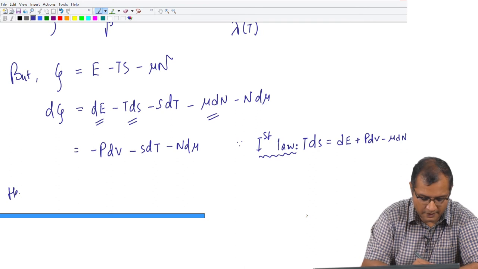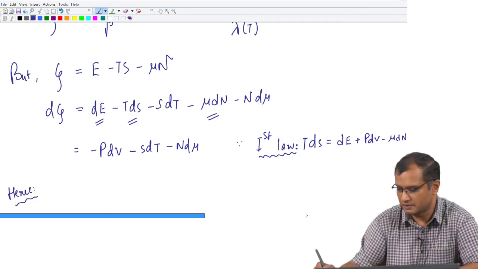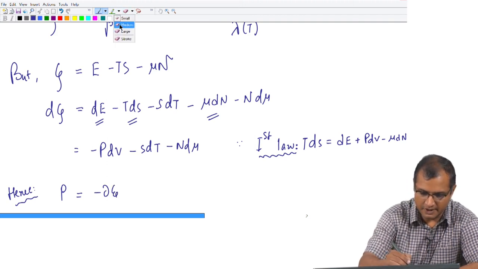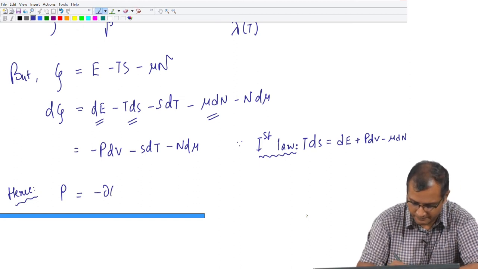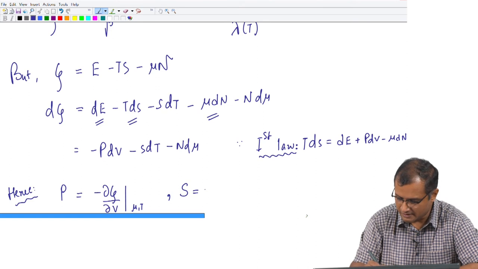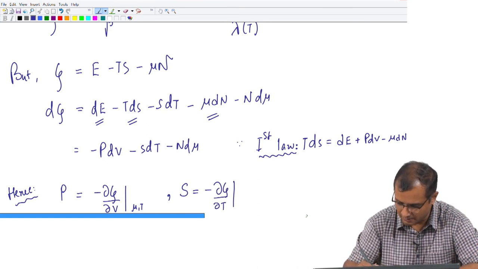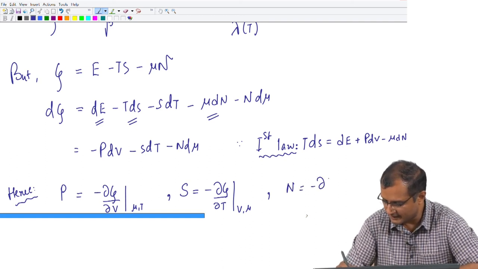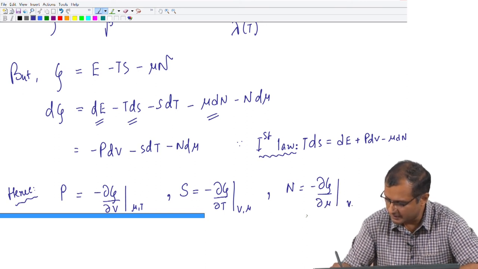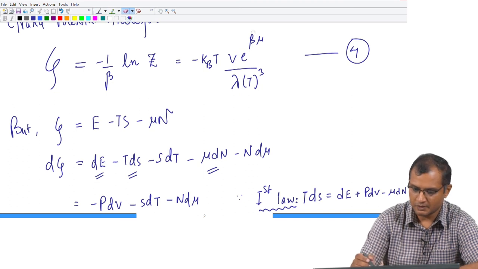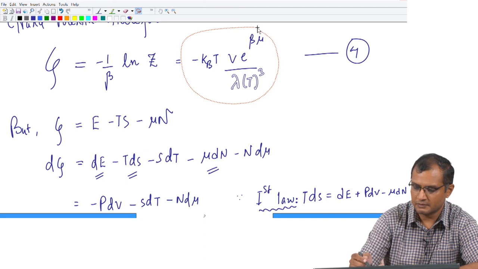So I can compute the pressure. This is what we mean by computing thermodynamic quantities. So, hence our thermodynamic quantities are pressure, which is nothing but negative d psi by dV at constant mu and T, and I can compute entropy as negative d psi by dT at constant V and mu, and I can also compute number of particles as negative d psi by d mu at constant volume and temperature. Okay. So, if you have the expression with you, you can compute all these things.